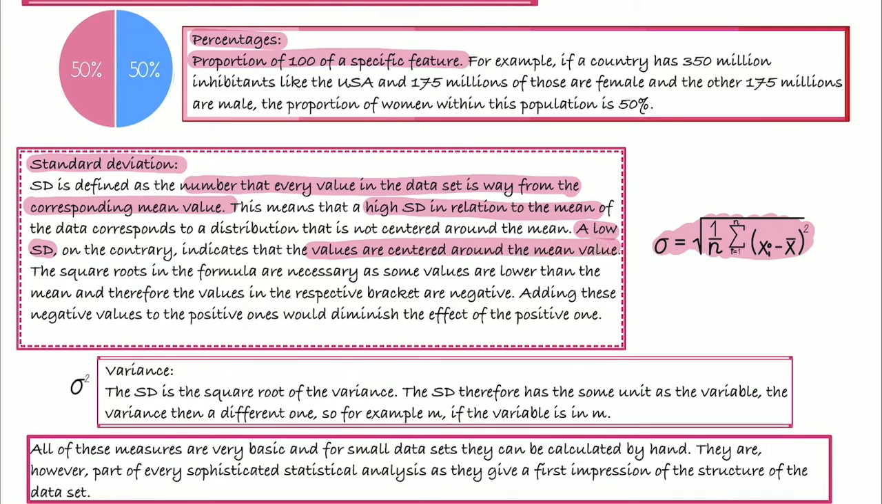In the formula you see the squares, and they are essential because there are values that are smaller than the mean, and therefore the respective brackets are negative, or the values in the respective brackets. So if you now add to these negative values the positive ones, this would diminish the effects. So you take the square root in order to have solely positive values.